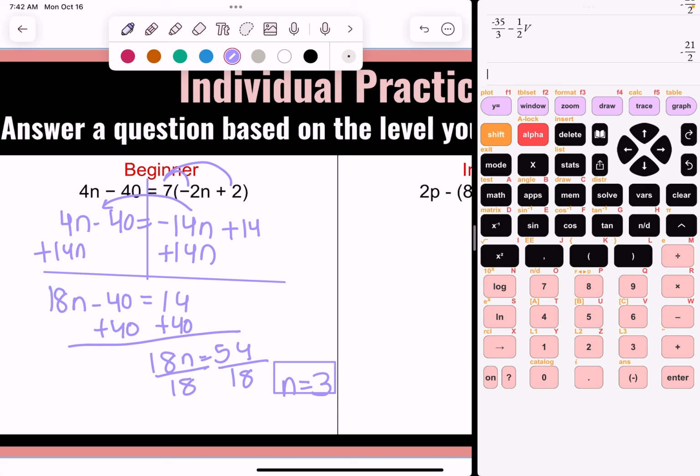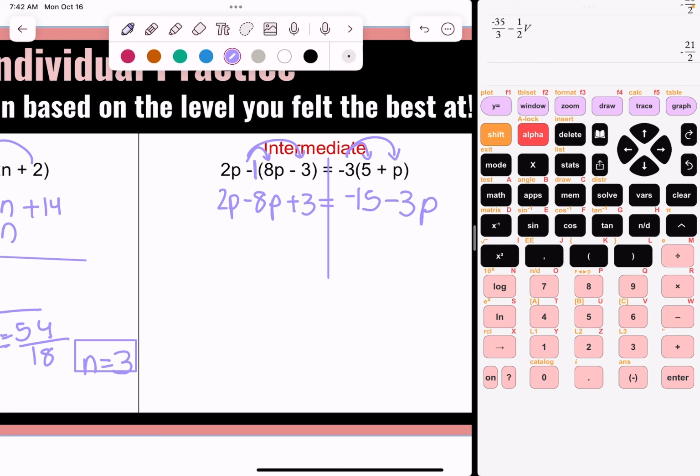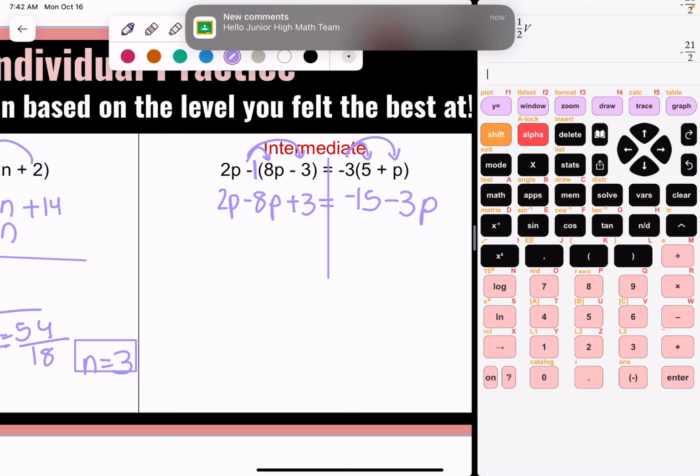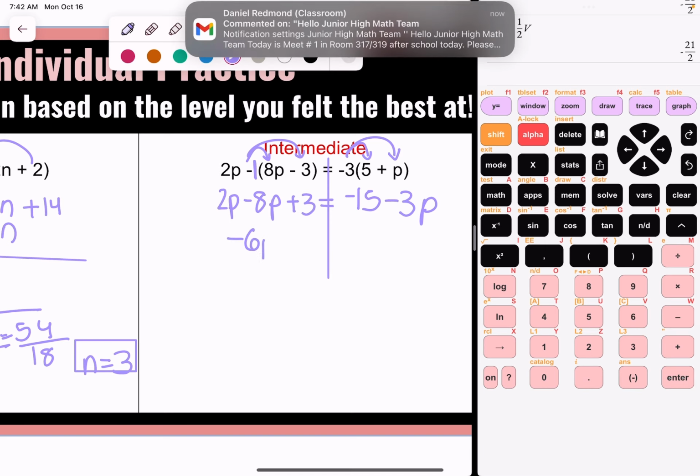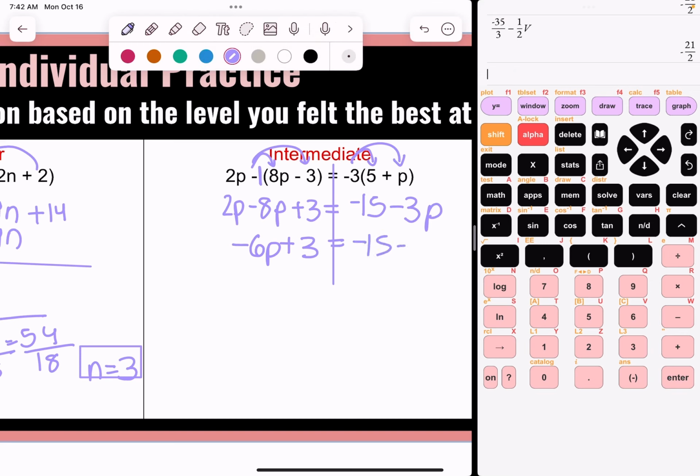Alrighty. Now let's look at the intermediate practice, which could just be a little bit more complicated because we have more things to combine on one side. Bring down the 2p, and now we have a minus 1. Negative 1 times 8p is negative 8p, and negative 1 times 3 is positive 3. Okay? Now we have negative 3 times 5, which is negative 15, and negative 3 times p is negative 3p. Alright, we still have to combine on that left side. So 2p minus 8p is negative 6p plus 3 equals negative 15 minus 3p.